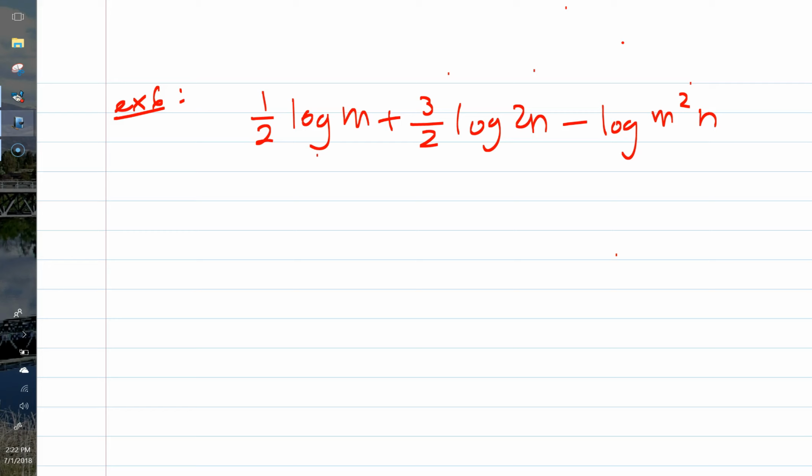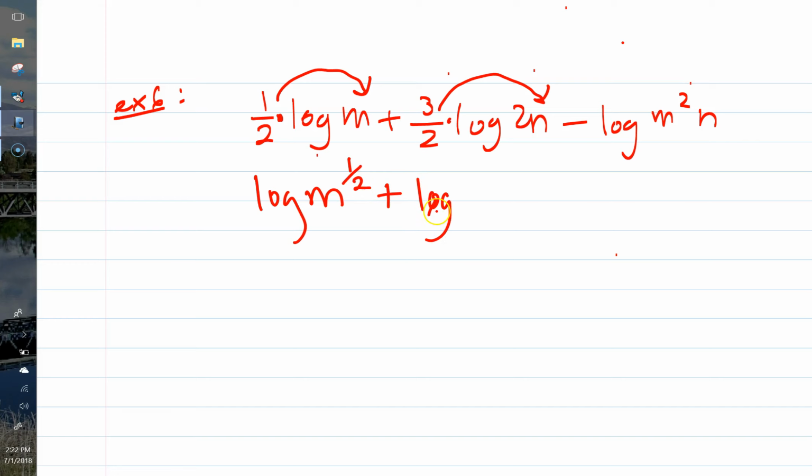So what we're going to do first is deal with the exponents. Any multiplication in the front, I cannot condense these logs unless the logs don't have that number in front of them. We can deal with that. Each of these can become an exponent. Each of these can travel up. So this becomes log of m to the 1/2, plus log of 2n raised to the 3/2, minus log of m squared n.